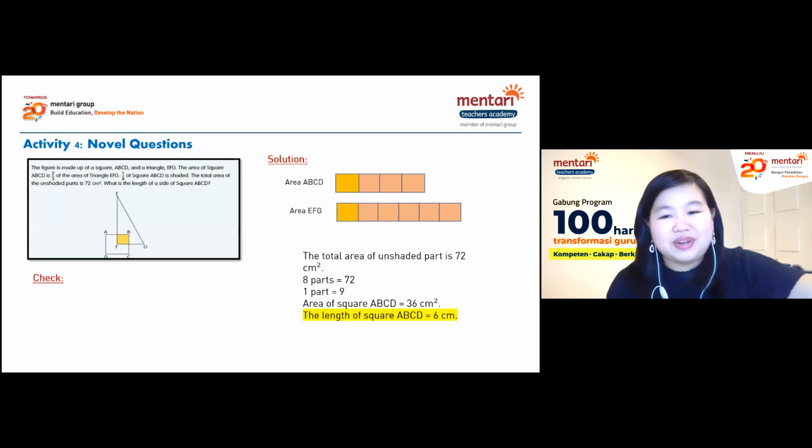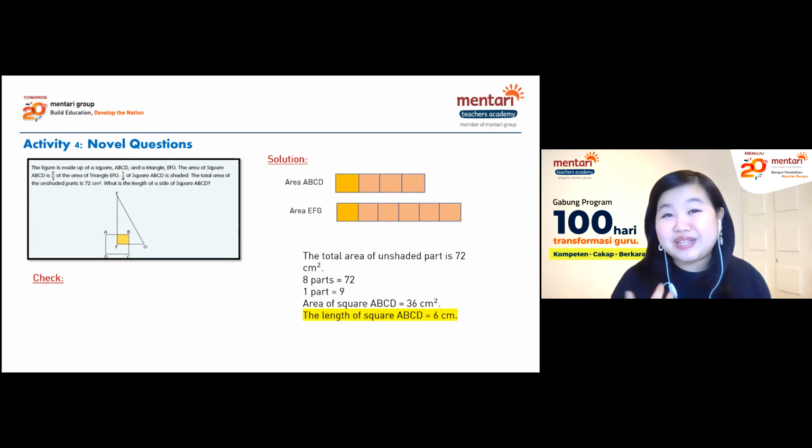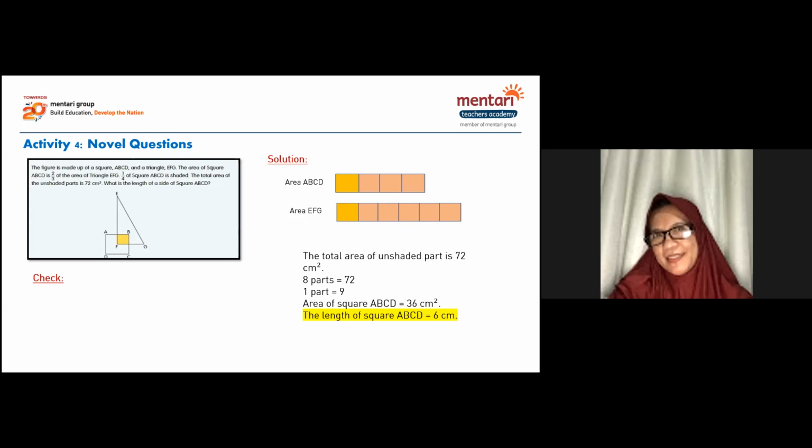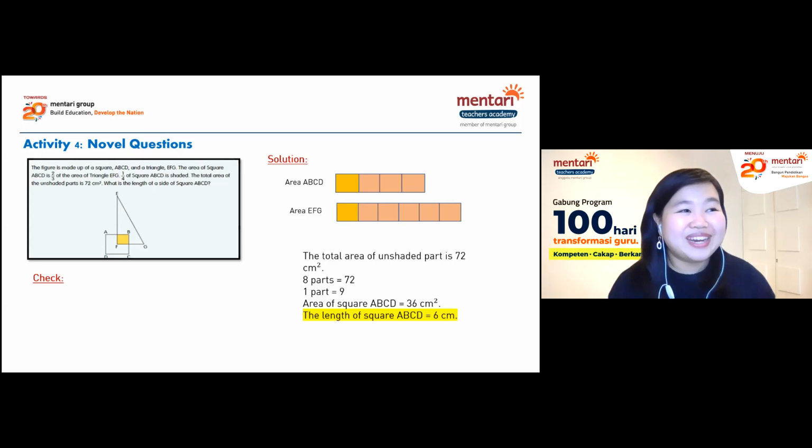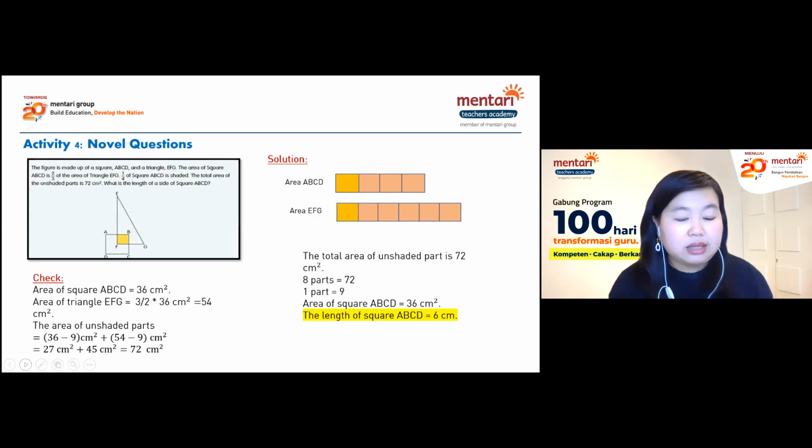When I did this activity with a different group of teachers, one of the teachers said the way to help students remember square numbers such as 36 is multiplying twin numbers, so multiplying the number by itself twice. That's the case here: 36 is the product of 6 and 6. So that's how you can find the length of the square. And of course, to check it, you just input all the information back into what the question is giving you. Phew. And that's how you solve a novel question, right?